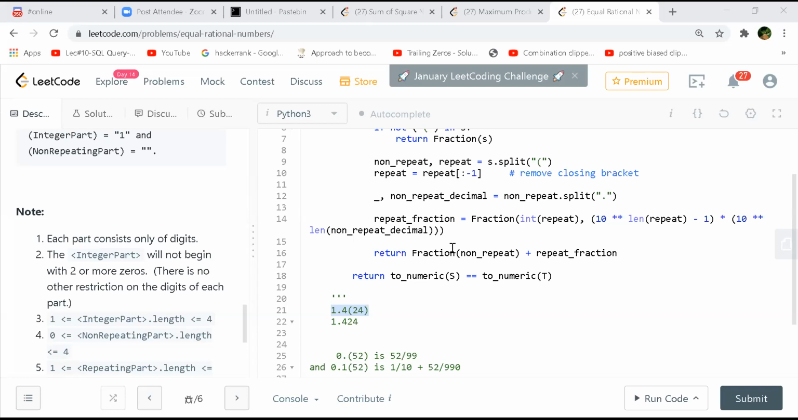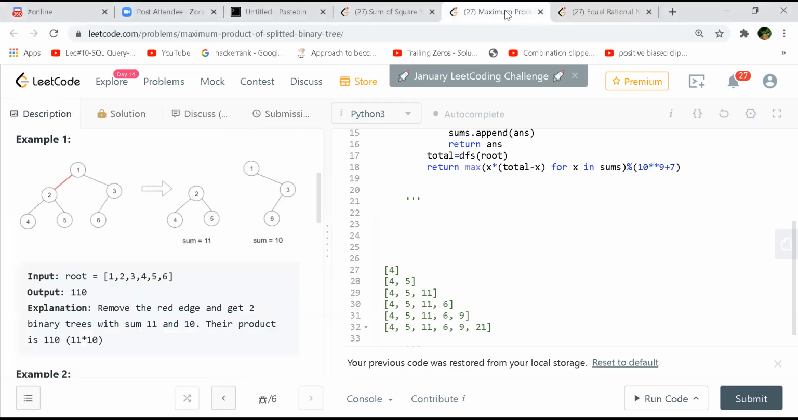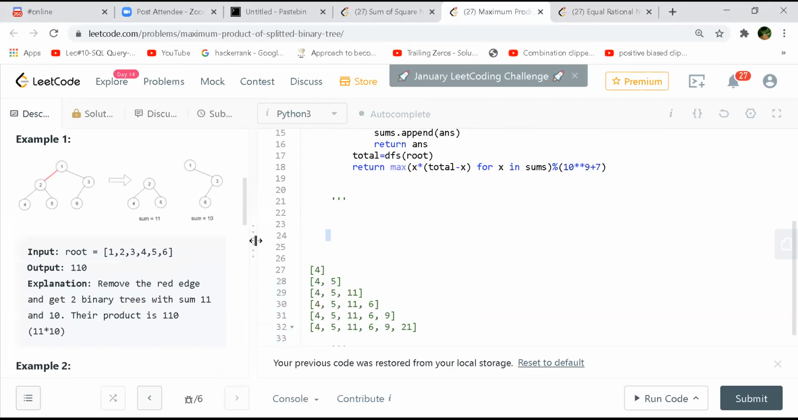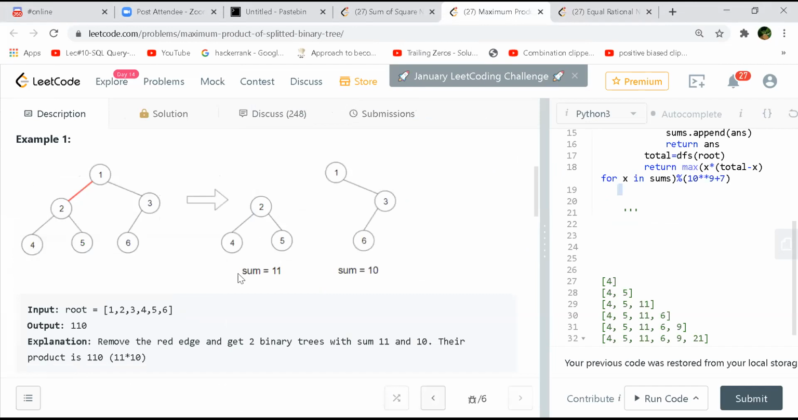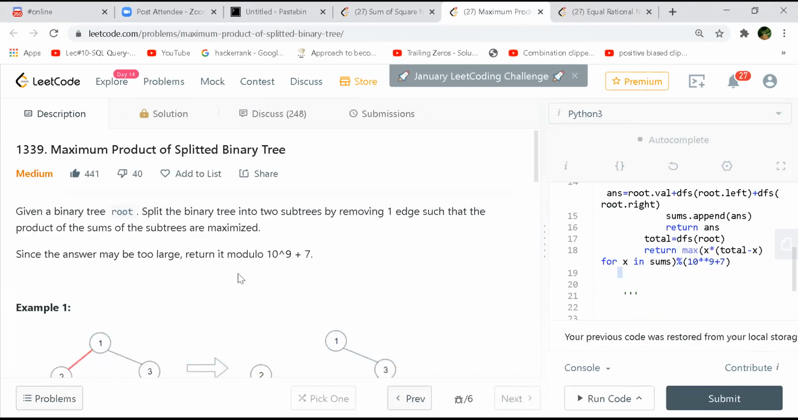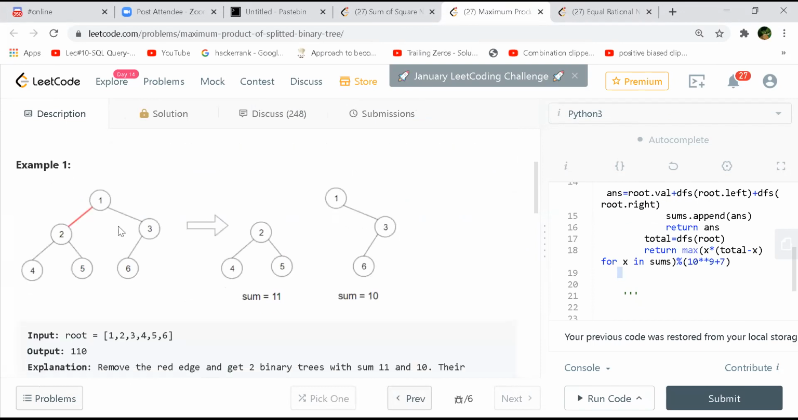Yeah, let's move to the next one. Switch to next. Okay, this one. So this is the max product of split binary tree. A binary tree is given. You have to split it into subtrees by removing one edge such that the product of the sum of the two subtrees is maximized. The answer will be large, so return the mod of this. Like at this red point, if we are splitting, these two trees are there. One is 11, another is 10, and if you multiply them, it is 110, which is maximum.